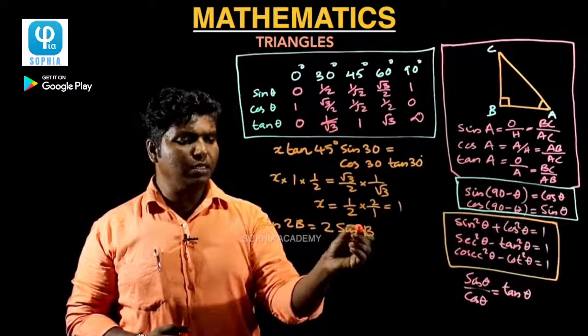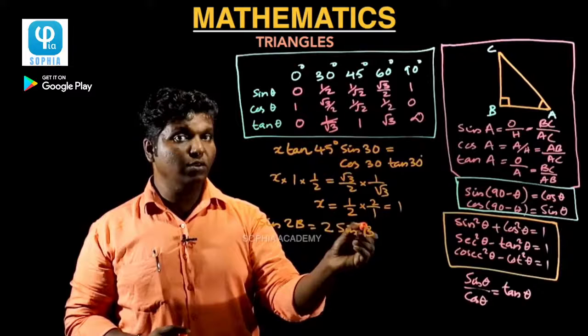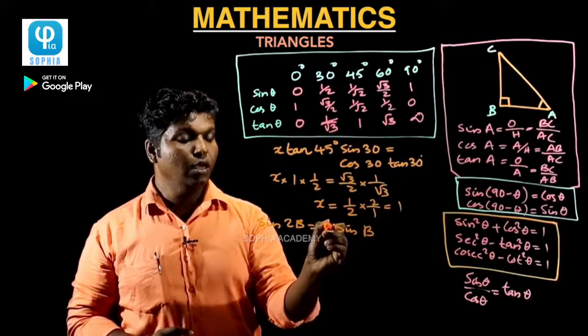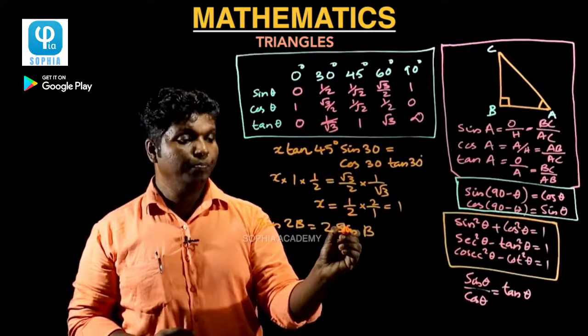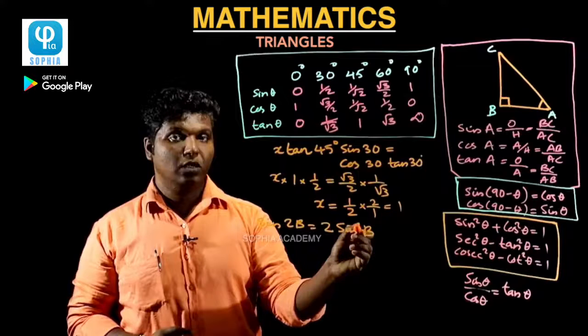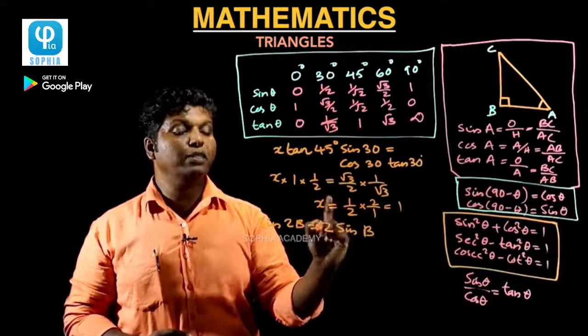Now, if you are giving the same 30 here, you have to give 30 here also. So 2 into sin 30. What is sin 30? Sin 30 is 1 by 2. So 2 into 1 by 2 is 1.